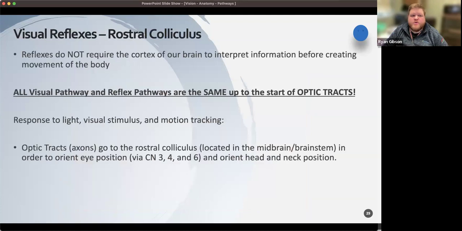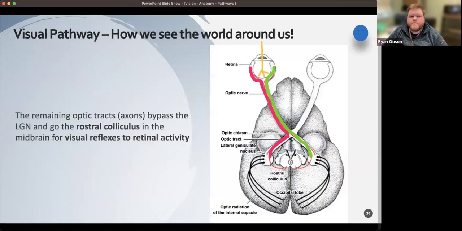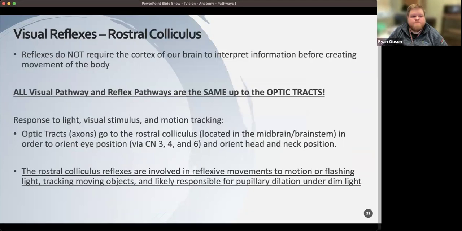We already talked about the rostral colliculus. I more care that you are just aware that the rostral colliculus equals reflexes for vision. That's kind of the quick and dirty of it. And I think this is just more reiteration of that.